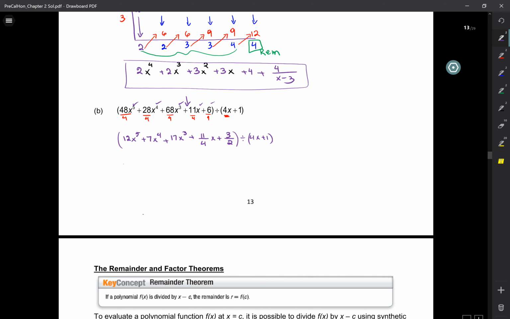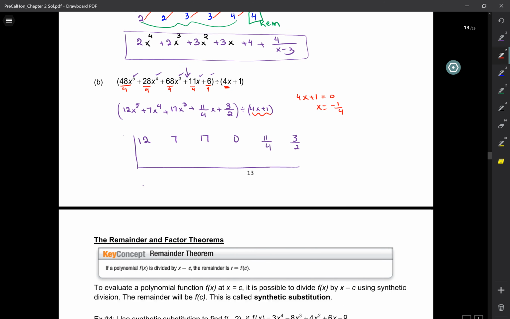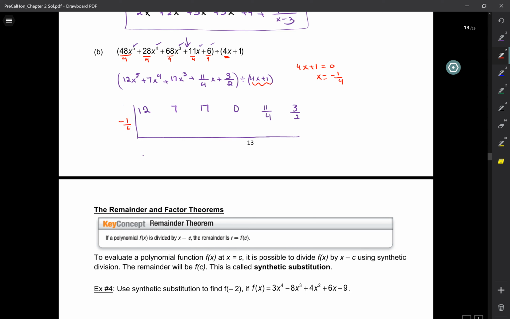Now, let's put in the coefficients. Remember, we have to put a 0 where the x squared term should be. So 12, 7, 17, 0, 11 over 4, 3 over 2. All right. And out here, I take my 4x plus 1, my divisor, set it equal to 0, so x is negative 1 over 4. All right, so x is negative 1 over 4. Okay, 12 comes down for free.